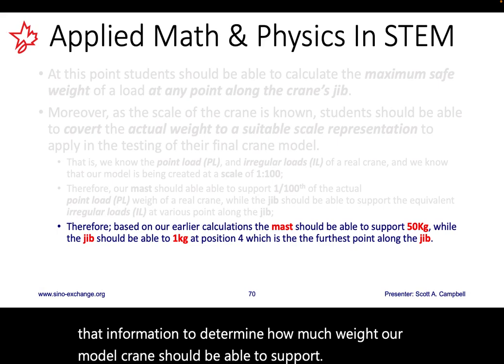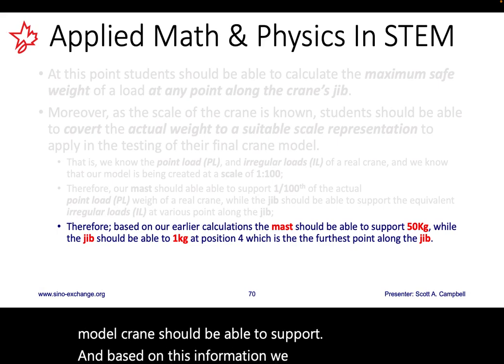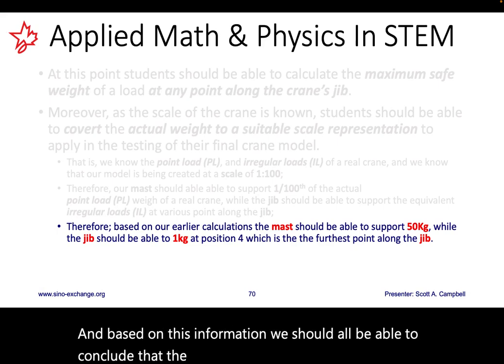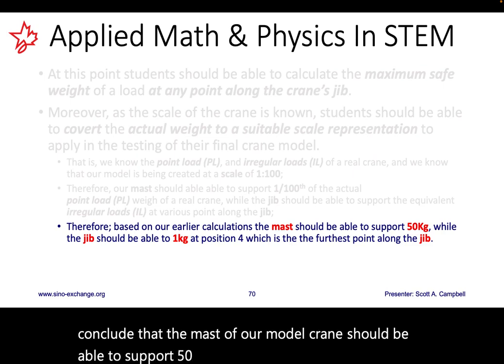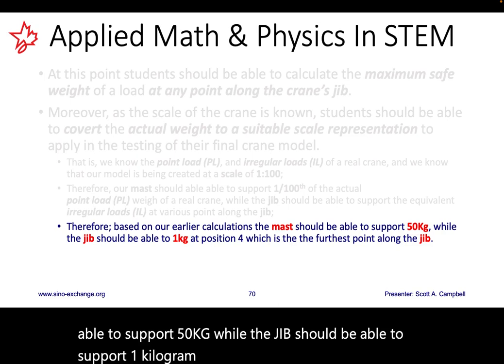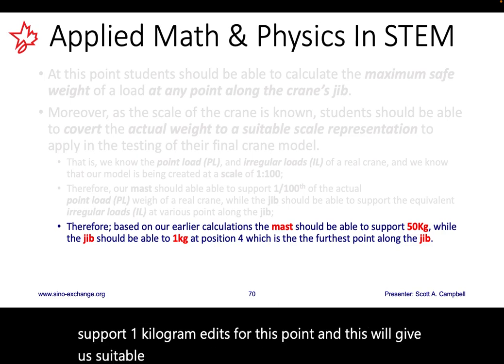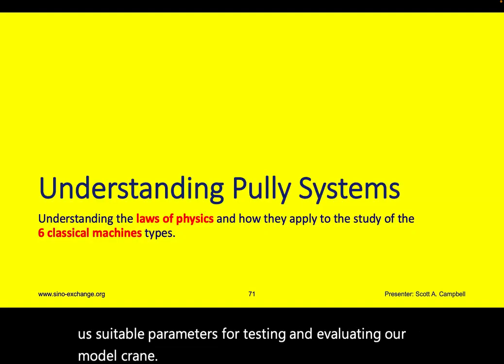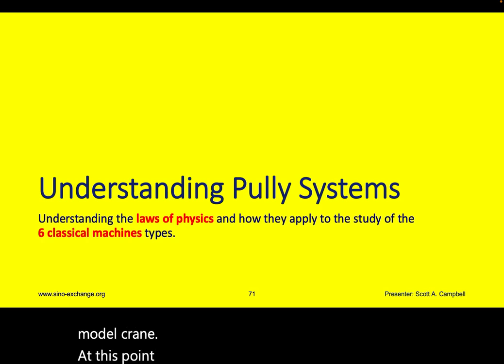And based on this information, we should all be able to conclude that the mast of our model crane should be able to support 50 kilograms, while the jib should be able to support 1 kilogram at its furthest point. And this will give us suitable parameters for testing and evaluating our model crane.